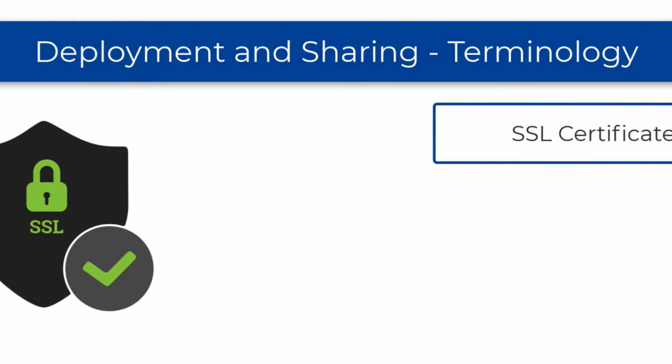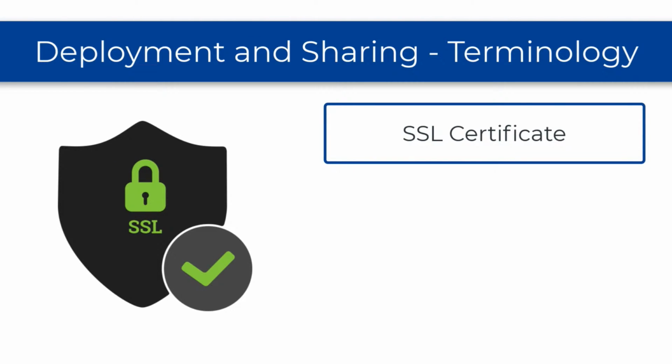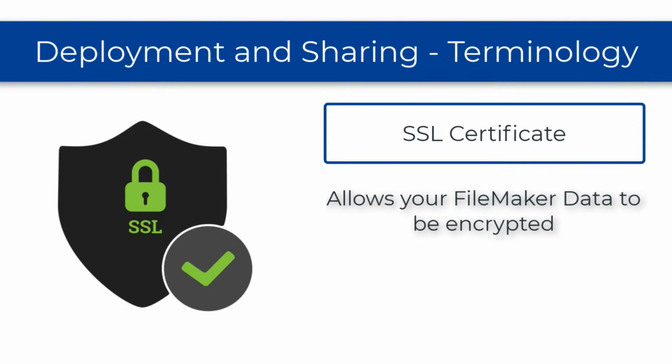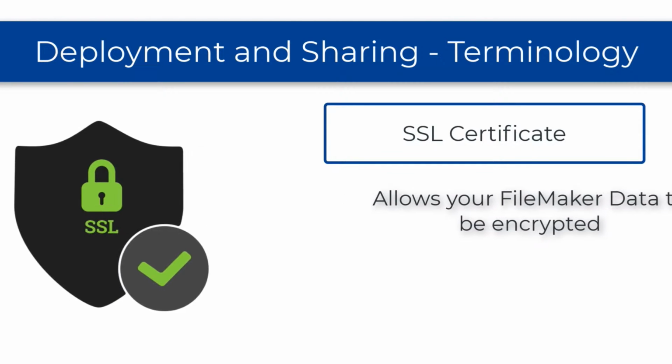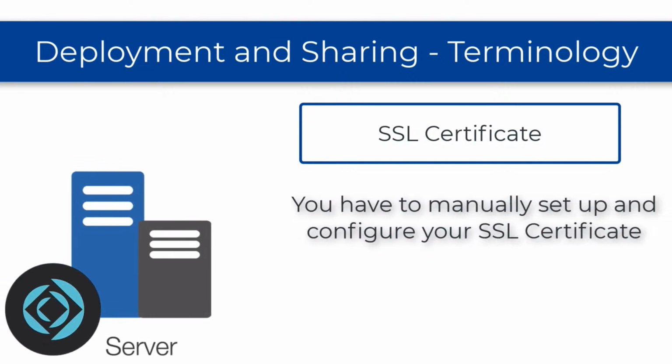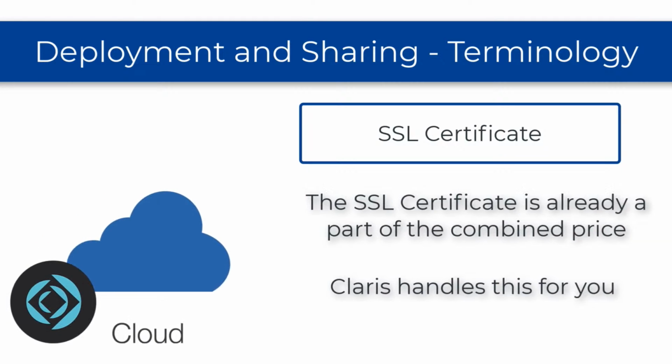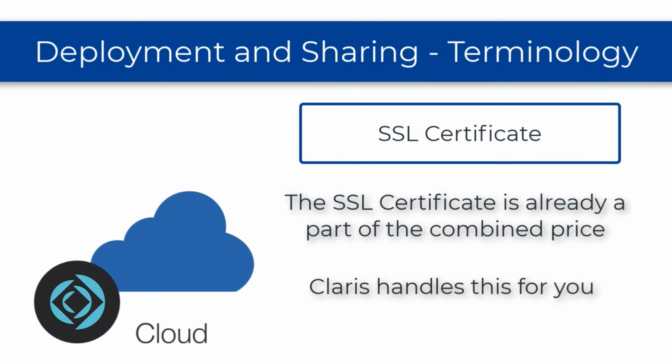Now, additional things to keep in mind in terms of terminology, and we've mentioned this in the security conversation a little bit. When you set up a FileMaker server, you're going to need to consider the SSL certificate. If you're a technical person, you've already heard this term before. Most websites are encrypted. An SSL certificate allows a website or your FileMaker server to encrypt the data that's being sent to the user. If you set up your own FileMaker server, you're going to have to manually set up and configure your SSL certificate. If you buy FileMaker Cloud, then that's all part of the automated installation process, and Claris handles that for you.